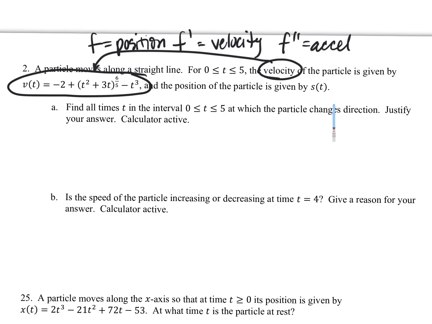Find all the times where the particle changes directions. Okay. How do I know something changes directions? What's my velocity right now? Positive. What's my velocity right now? Negative. So my sign changed, right? So you guys, I would write that note to yourself. It says when the particle changes directions, that's when the velocity changes signs. That's how we're going to know that.